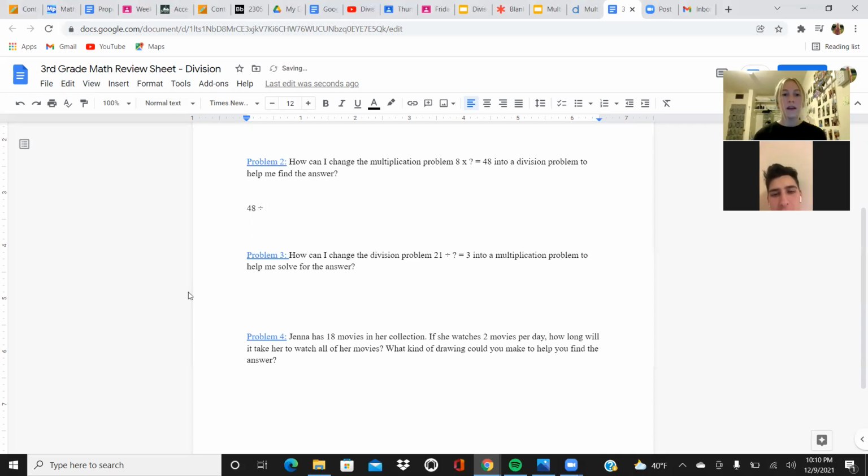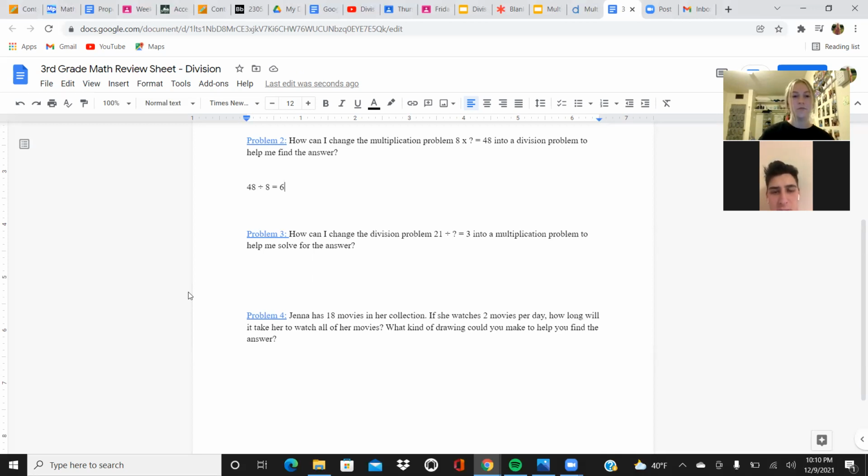Okay, so what are we dividing by? 8. Yes, we are dividing by 8 because we are looking for how many times something times 8 can go into 48. So in our division problem, 48 divided by 8 equals what we're looking for. So do you remember from your math facts what 48 divided by 8 equals? 6. Yes, that's right. 48 divided by 8 equals 6. Very good. Okay, let's move on to problem 3.